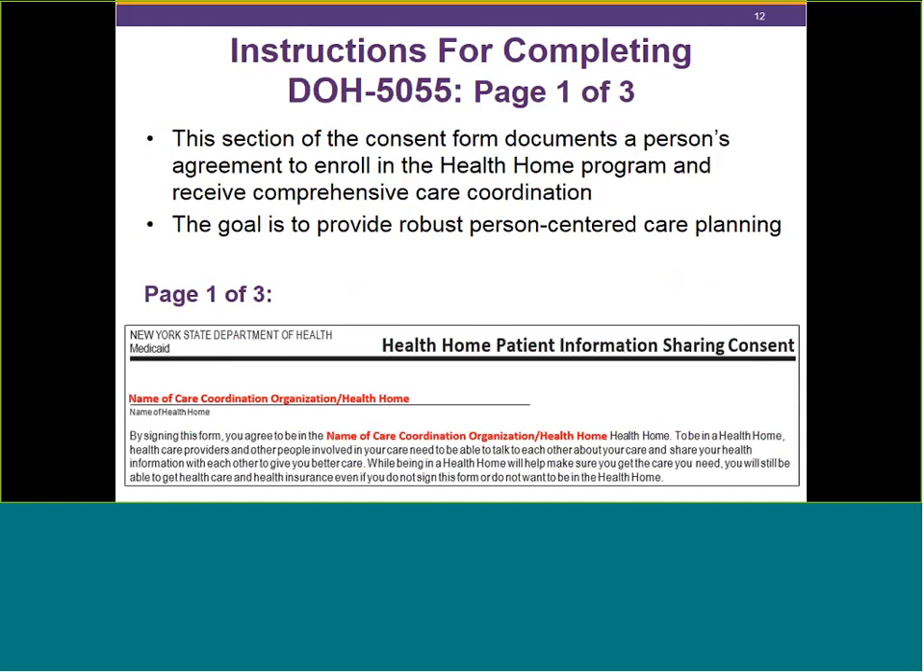So you'll see here on this slide is the top of the 5055. In red, we have highlighted what information needs to be entered into these fields. So we have the name of the health home, so the name of the care coordination organization that the individual has selected is in the first line, and then we also have the same information, the name of the CCO or the health home, on the second line.